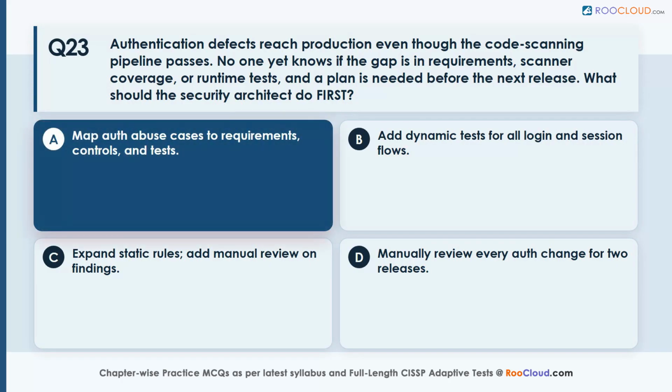Option A maps the authentication abuse cases to requirements, controls, and test evidence to locate exactly where coverage is missing. Find the hole before you spend effort patching walls that may be fine. That is the pattern.